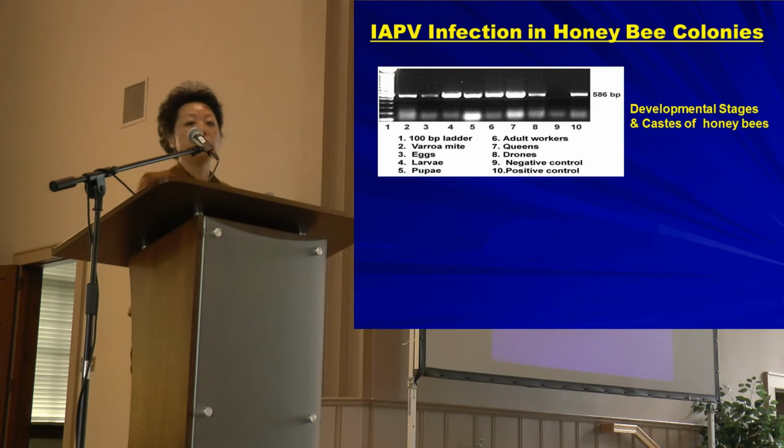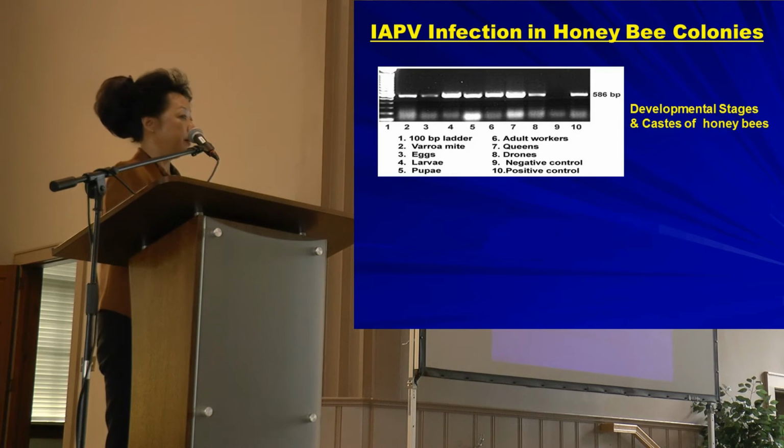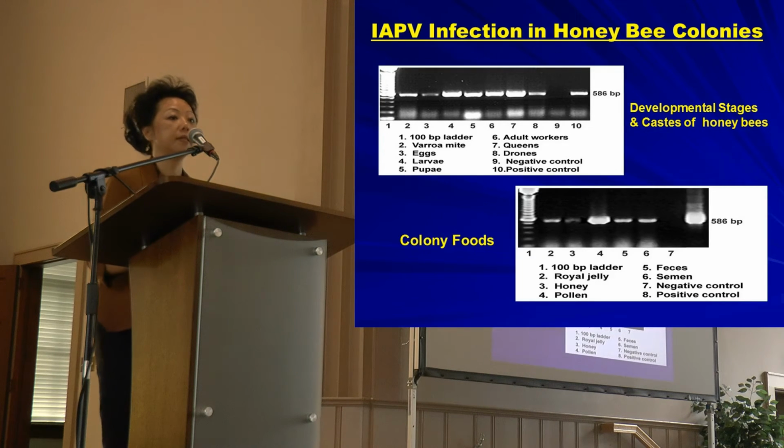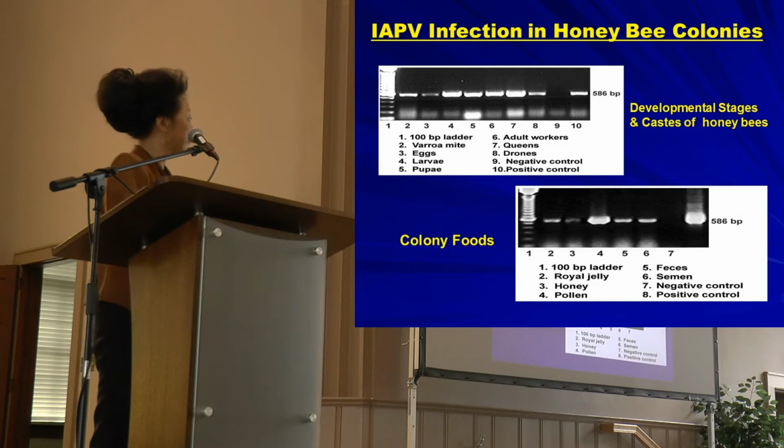Our study of virus infection in honeybee colonies showed that IAPV could attack the different stages and castes of honeybees, including egg, larvae, pupae, adult worker, drone, and queen. In addition, IAPV was detected in colony food, including honey, pollen, and royal jelly, suggesting a foodborne transmission of IAPV in honeybee colonies.